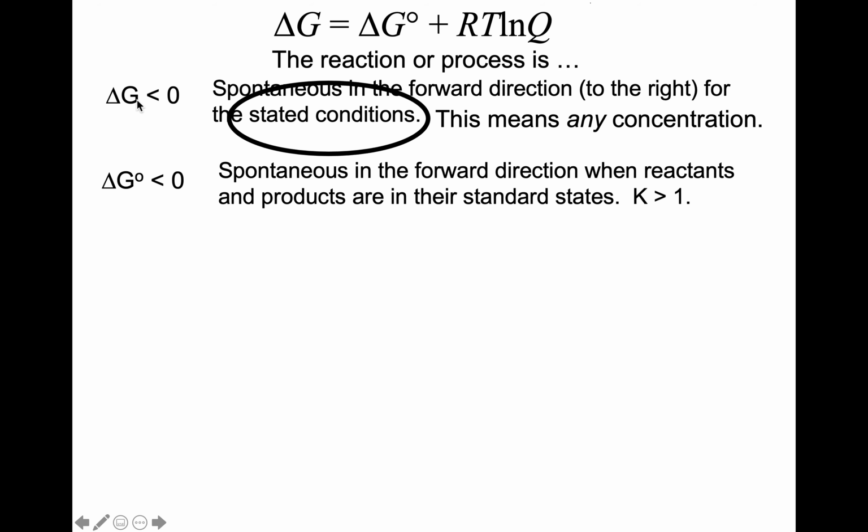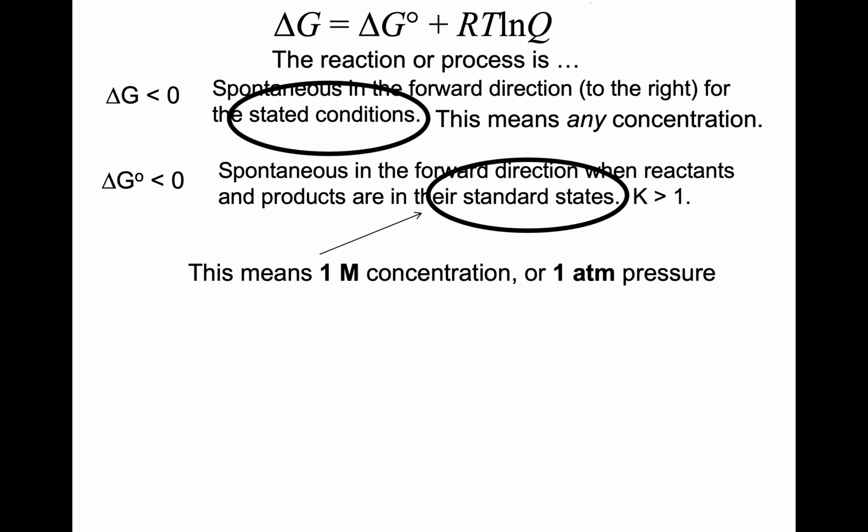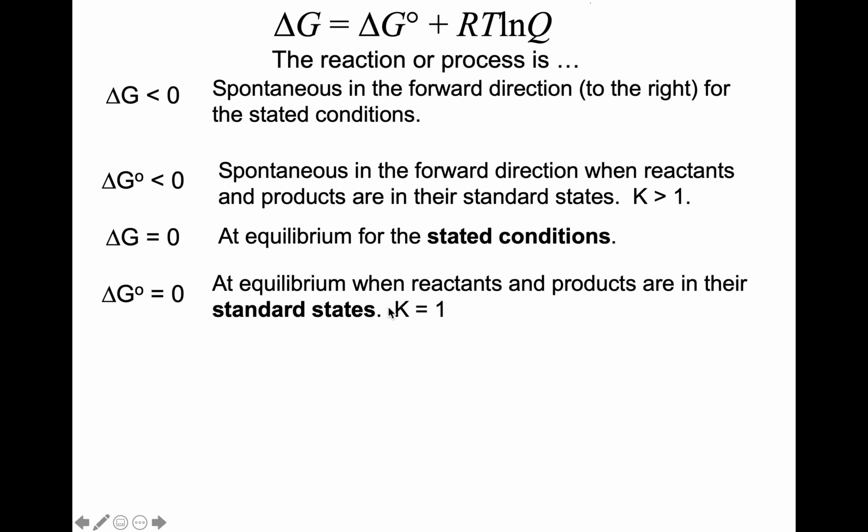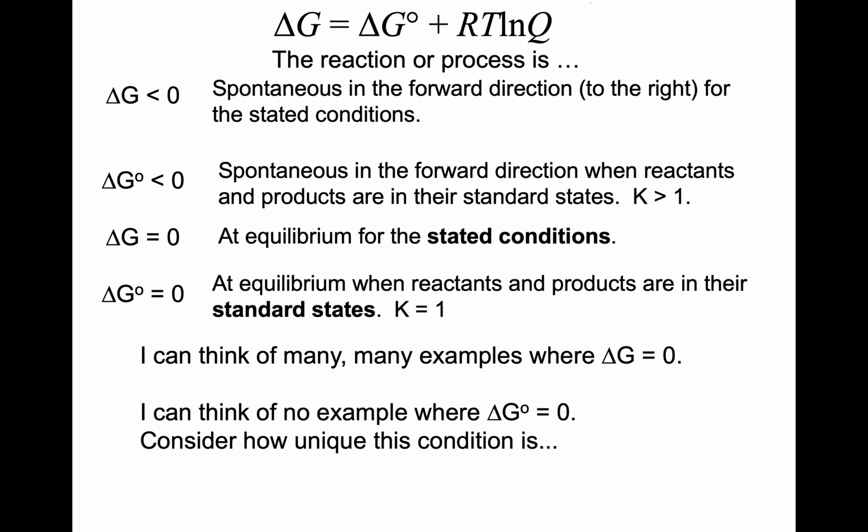When it's negative for non-standard, that means as what we have right there in the beaker, that's a spontaneous reaction in the forward direction. If it's listed there involving standard states, that means it's spontaneous in the forward direction when these are the concentrations or the amounts. When they're at 0, we've reached equilibrium. The first case would be equilibrium for the conditions that we have, whatever they are in the beaker. The second would be equilibrium when they are in their standard states.